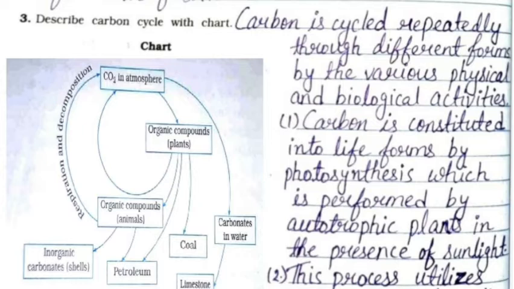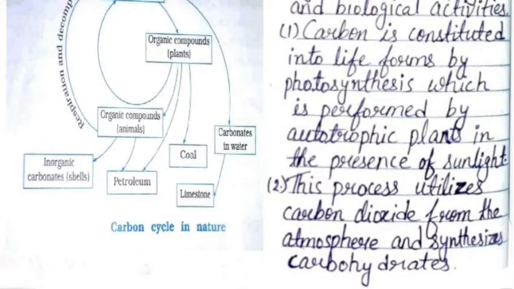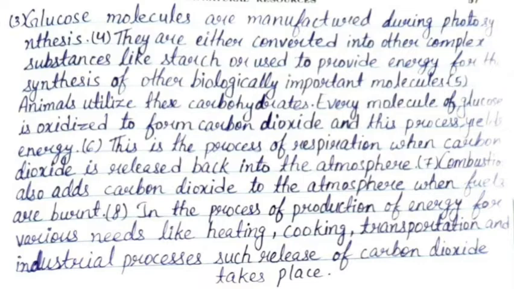So you can see the chart, and the explanation is carbon is cycled repeatedly through different forms by the various physical and biological activities. Carbon is constituted into life forms by photosynthesis, which is performed by autotrophic plants in the presence of sunlight. This process utilizes carbon dioxide from the atmosphere and synthesizes carbohydrates. Glucose molecules are manufactured during photosynthesis.